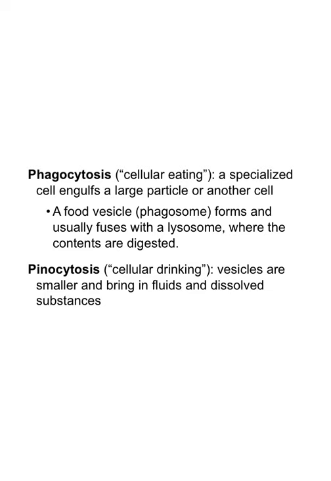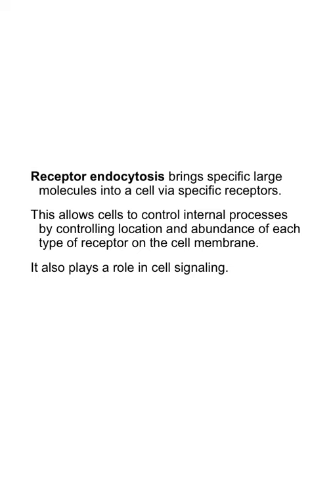Pinocytosis is cellular drinking. This is where vesicles are going to form around smaller things, and they are going to bring in fluids or liquids or dissolved substances within those liquids. Receptor endocytosis is going to bring specific large molecules into a cell via specific receptors. This is going to allow cells to control internal processes by controlling location and abundance of each type of receptor on the cell membrane.